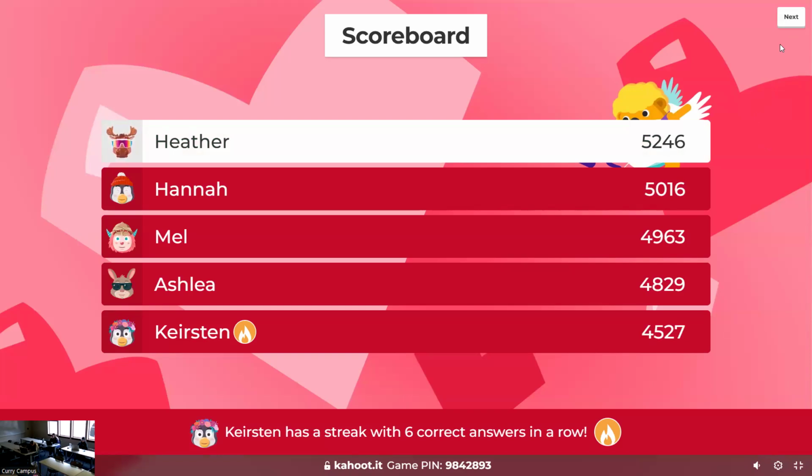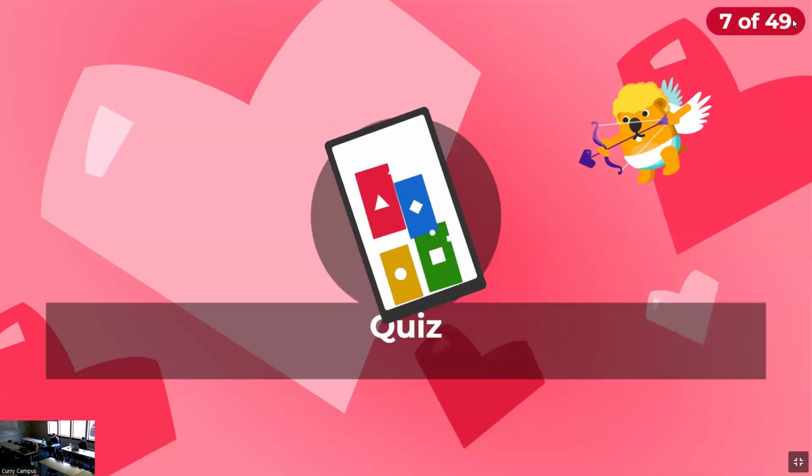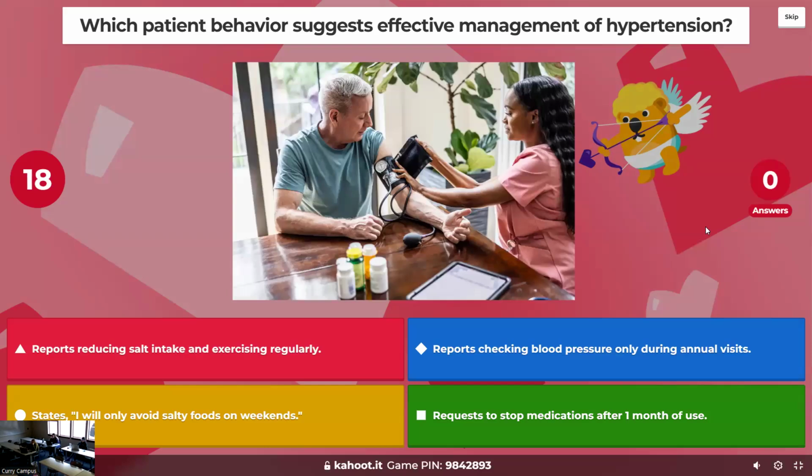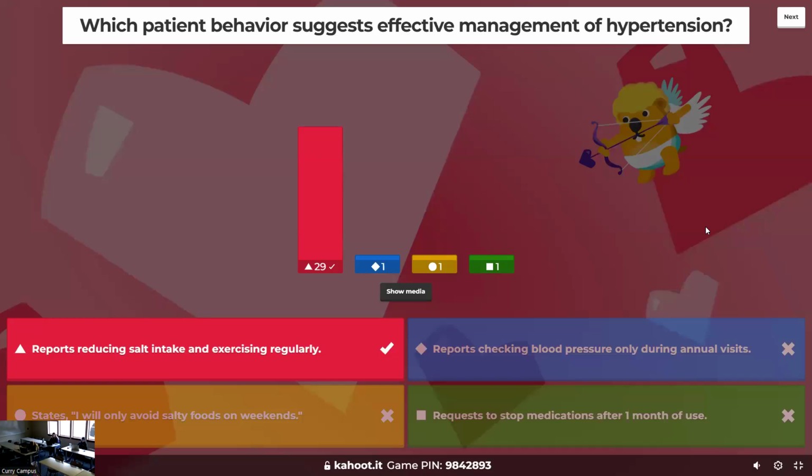Heather's still in the lead by a couple 100 points. Okay. Which patient behavior suggests effective management of hypertension? And that lower one is states, I will only avoid salty foods on the weekends. All right, almost everybody got that right. Good. Reports reduced salt intake and exercise regularly. Okay.